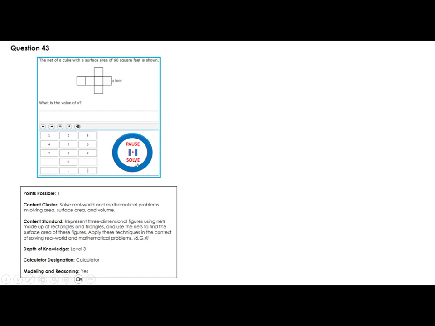Again, always pause, solve, and come back. The net of a cube with a surface area 96 square feet is shown. Total area is 96. What is the value of x? How many squares do we have? 1, 2, 3, 4, 5, 6. 6 squares, 96 square feet.